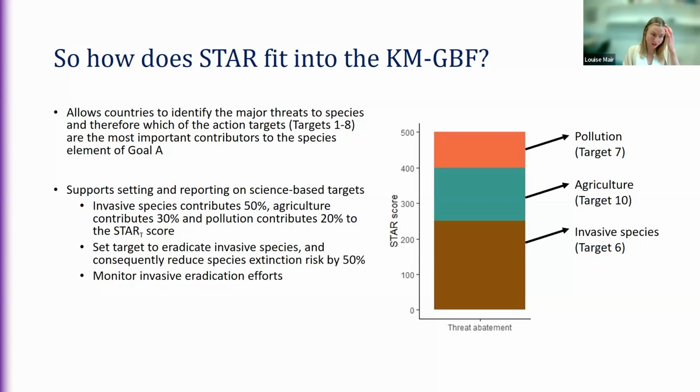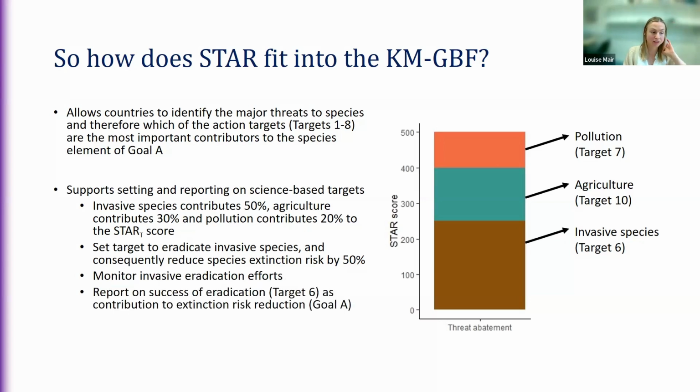You would want to monitor your invasive eradication efforts and then be able to report back on this. So within the GBF framework, you would be reporting on the success of your eradication, which would be a contribution towards target 6, which is the invasive species target. But that in itself would be making a contribution towards reducing species extinction risk under Goal A. So here's your linkage between the action targets and the outcomes for species under Goal A.